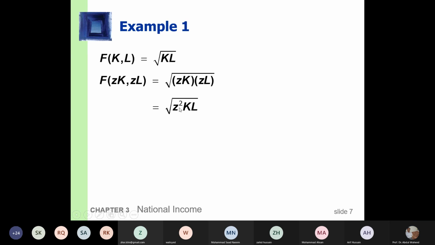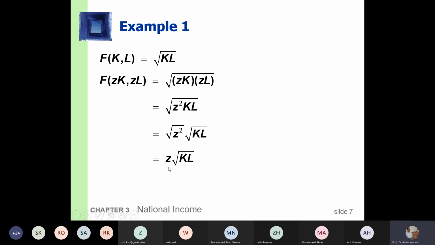Now we can separate Z square and the square root of K into L. Now the square is here, the square root is here. Square root means 1 upon 2, and 1 upon 2 is multiplied by 2, so the power will become 1. The square root will get cancelled. That's why we have Z. So this means output increased by Z.